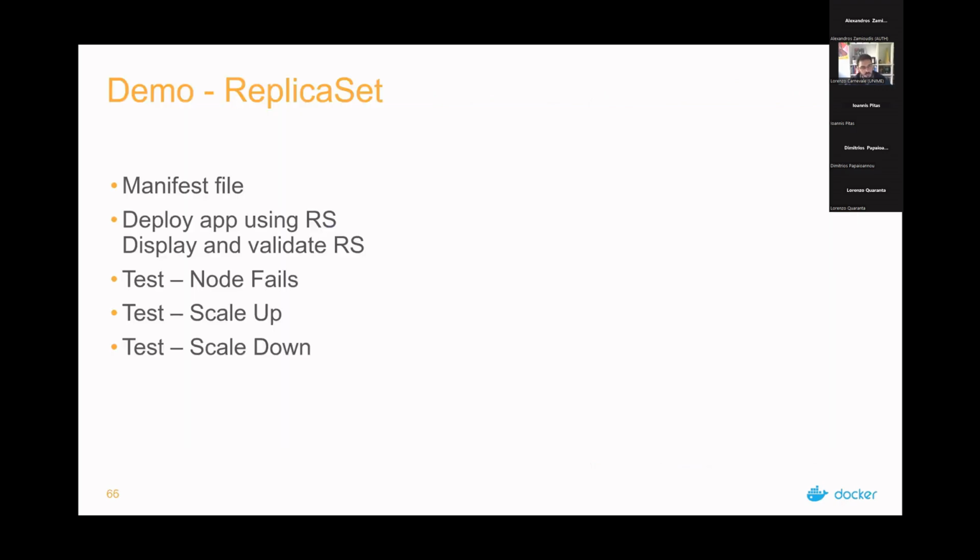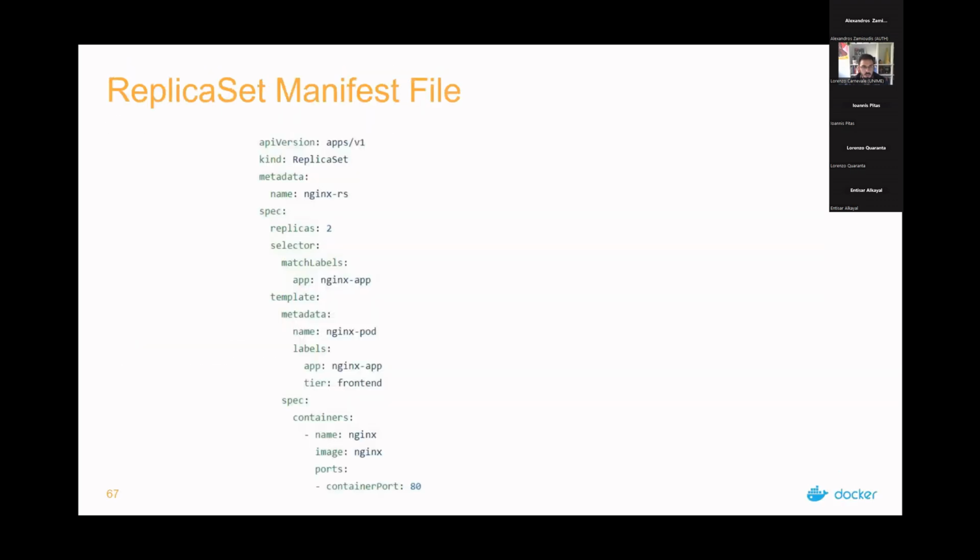About the replica set, of course, it's important to understand the manifest file, and how it behaves when a node fails, scale up, scale down, and so on. So the replica set manifest file could be something like this. The kind of this configuration file is ReplicaSet. This is the type. The specification has two replicas. The selector matches the labels: app is the Nginx application.